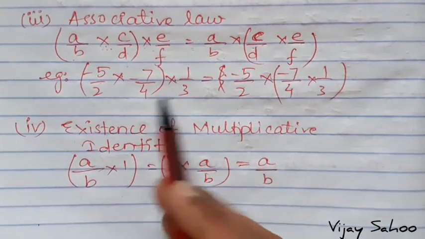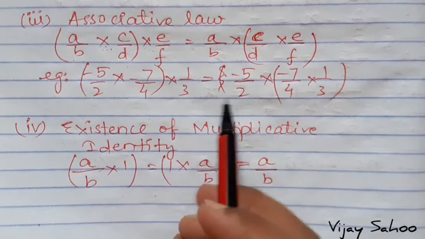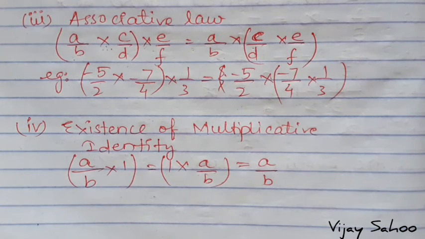If you want to find the answers, if you want to verify it, do the multiplication and verify the answers in this case. Now the fourth property, that is existence of multiplicative identity. What is existence of multiplicative identity?